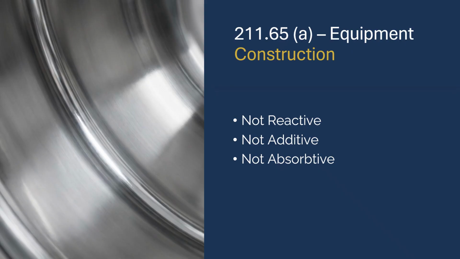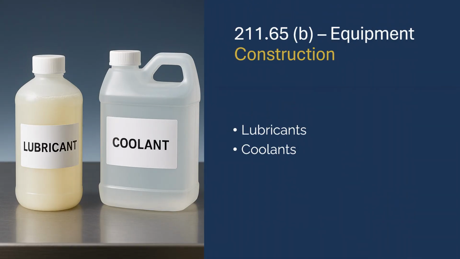Section 211.65a dictates that equipment construction materials should not be reactive, additive, or absorptive to prevent alteration of the drug product. Section 211.65b addresses components like lubricants and coolants, requiring that they do not contaminate the drug product or its components.